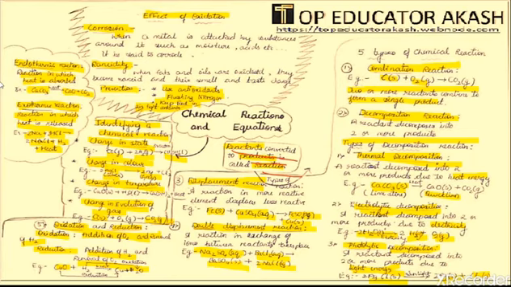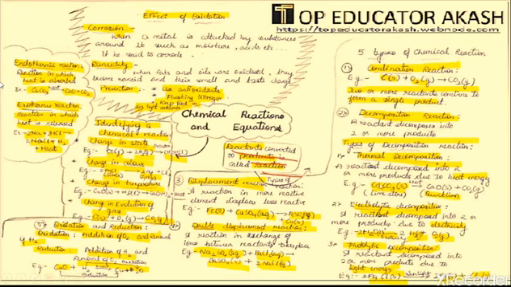Now decomposition reaction. It is a reaction in which a single substance breaks down into 2 or more products. There are types of decomposition reaction. The first type is thermal decomposition. It is a reaction in which a single component is broken down into 2 or more products due to heat energy. It is mainly stressed on heat energy.